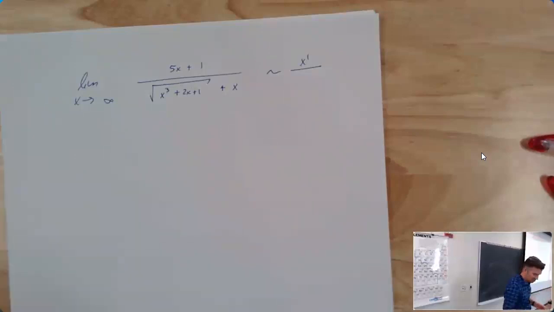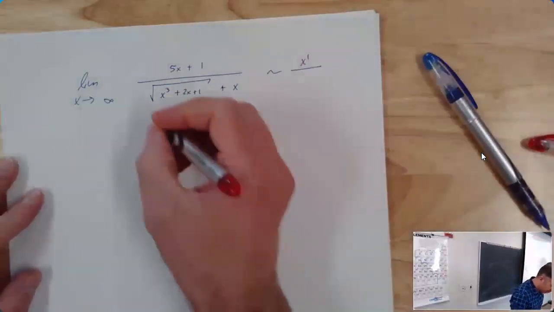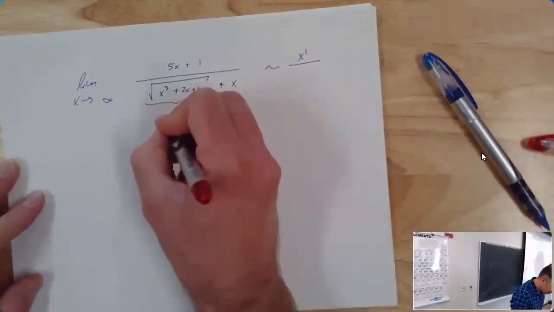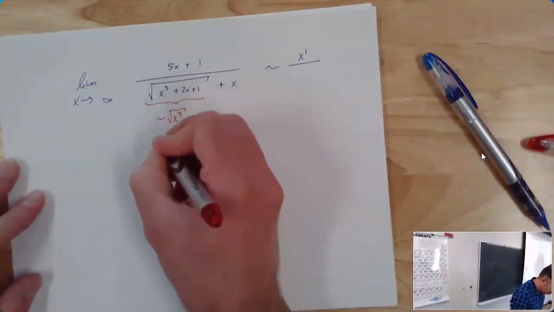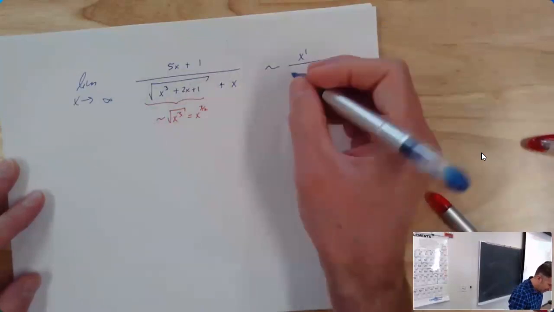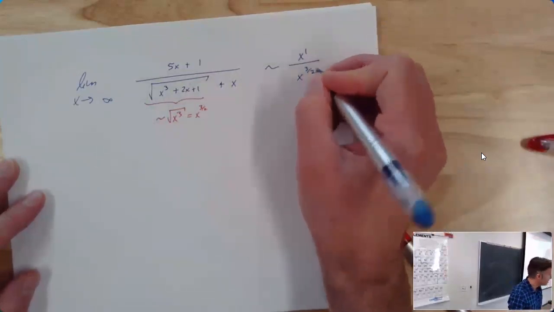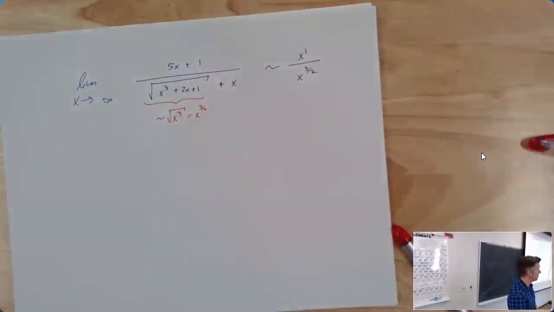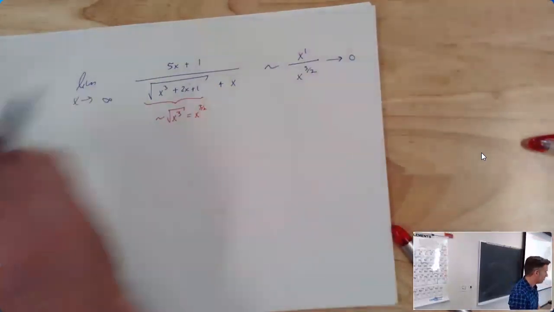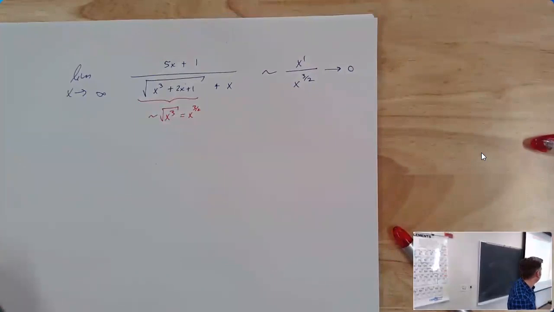So if I ignore the lesser powers, this is essentially just the square root of x cubed, which is essentially just x to the 3/2. So what I really have here is something where the denominator is getting bigger faster than the numerator. So that's going to end up going to 0. Now, is that enough work to show? Probably not. So what would I do?